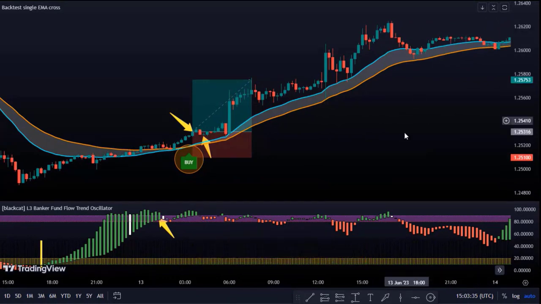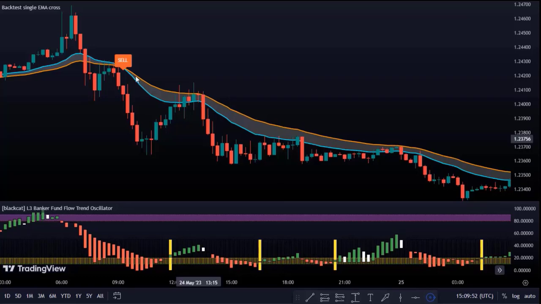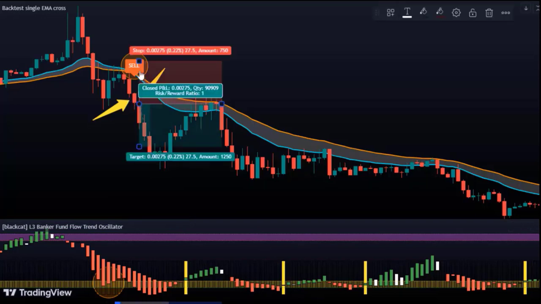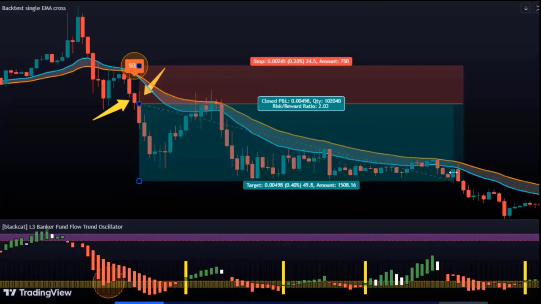Now look at one more short example for full clarity. Now look at the chart, it gives a sell signal and the price should be below the crossover. See the second indicator, banker fund flow, value is below the 20 level. Now all conditions are met to execute the trade and make a profit. So let's see how the target can be maximized. Instead of 1:2, how can it be increased?